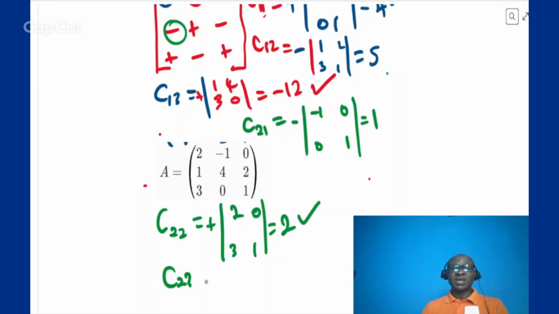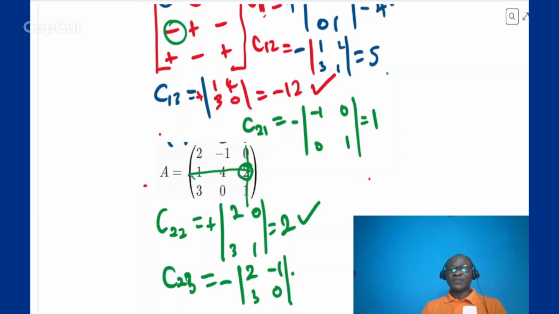Next one is C23. So what will I take, minus or plus? Minus. Minus is correct. Tell me the actual values. 1, 2. No, wait. You are in C23. Look at where you are. You're on this line. So this is the one you are solving. So you have 2 minus 1, 3, 0. Yes.